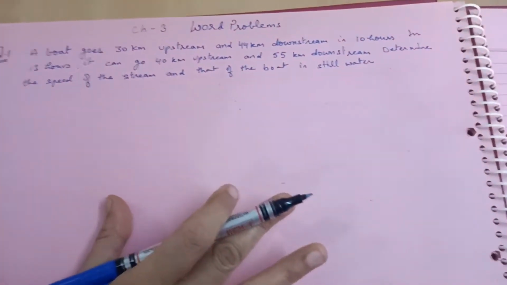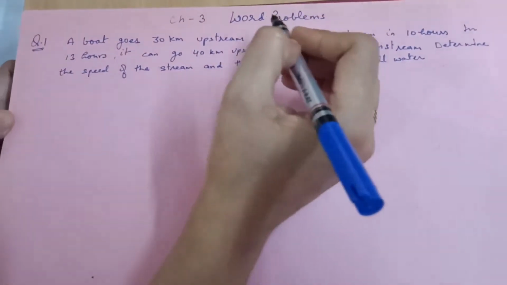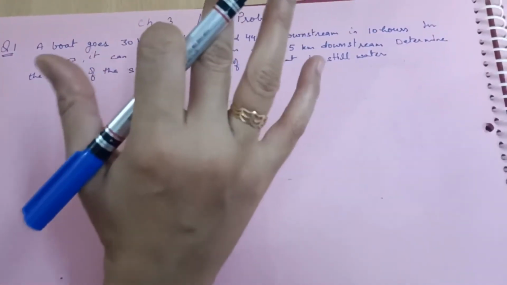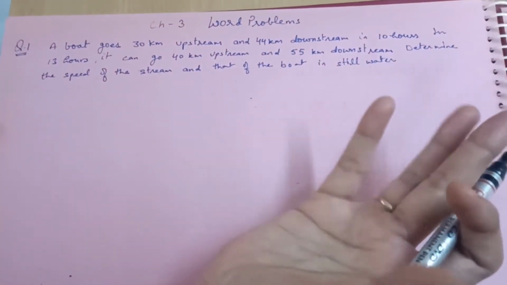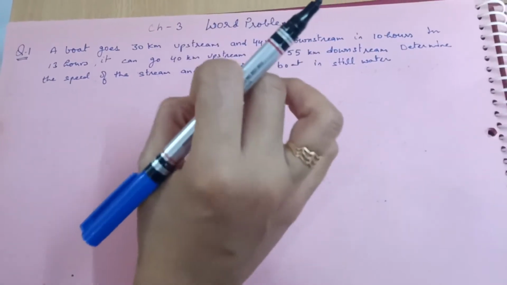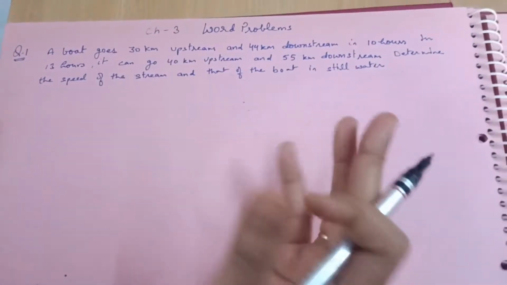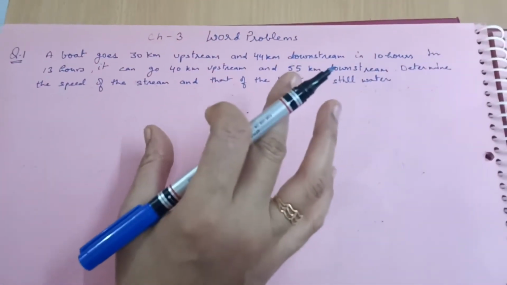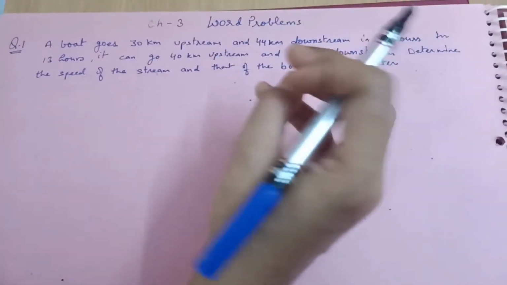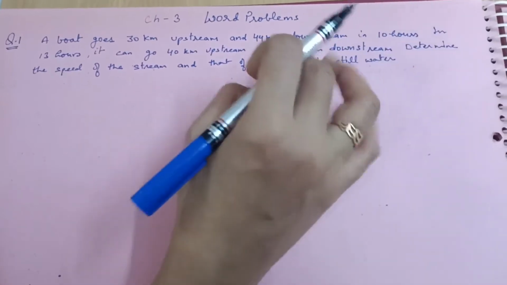Good morning, students. In the last exercise 3.6 of chapter 3, we have studied equations reducible to a pair of linear equations. That means the equations are not already given in the form of a pair of linear equations. We have to convert them by assuming. So now I am going to take some word problems based on this topic. Very important word problems.